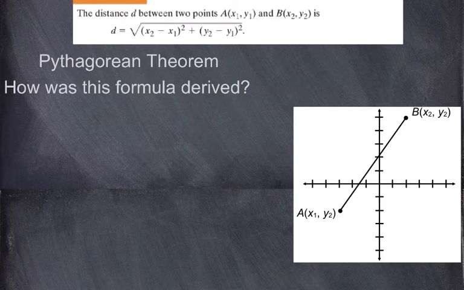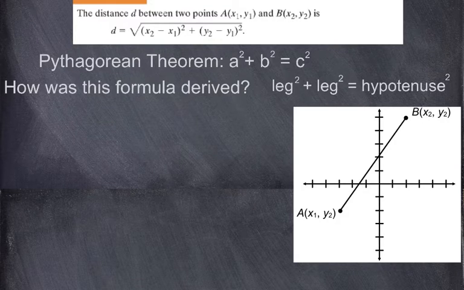Now, we're going to go more in depth later on in the book, but I have to tell you what the theorem is just to be able to explain how they came up with the distance formula. Now, the Pythagorean theorem is a squared plus b squared equals c squared. I like to refer to it as leg squared plus leg squared. Let me just type that out. There we go. Leg squared plus leg squared equals hypotenuse squared.